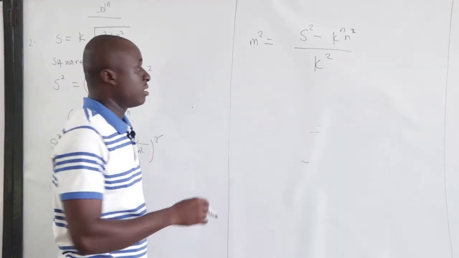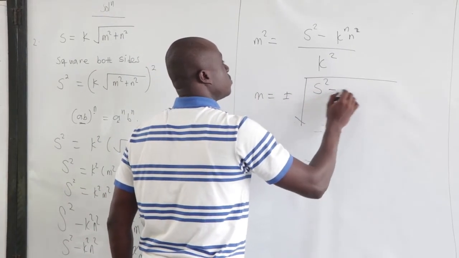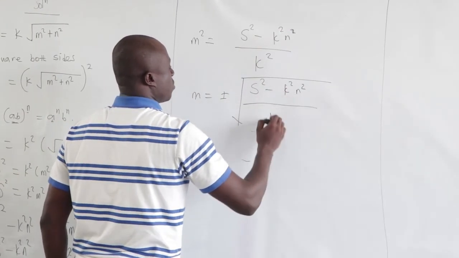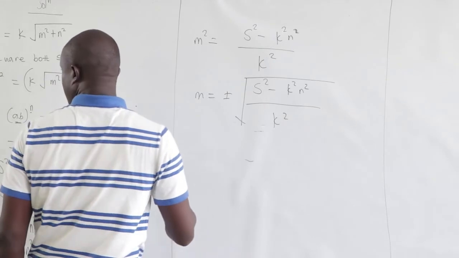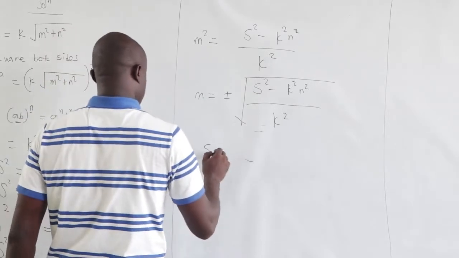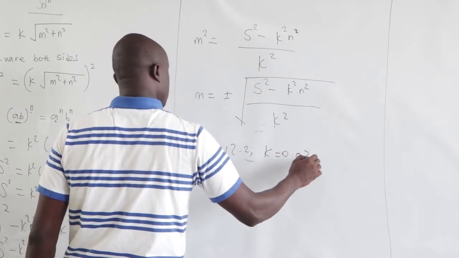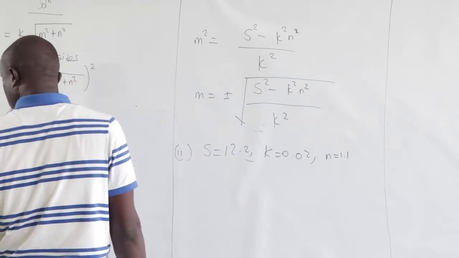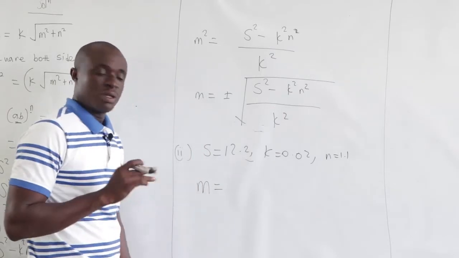Now, what is M? M is plus or minus anytime you take square root, unless you specify that you are taking just the positive square root. Now, that's it. And then the second one says that S is 12.2, K is 0.02, N is 1.1. We want to find, correct to the nearest whole number, the positive value of M. In this case, we want to find the positive value of M, so we ignore the negative.